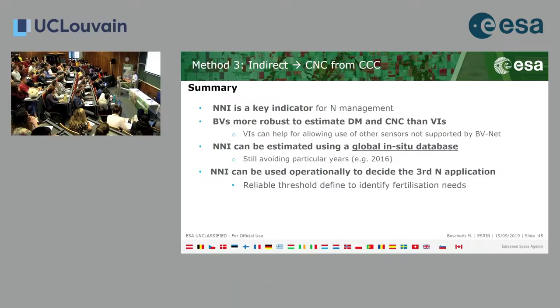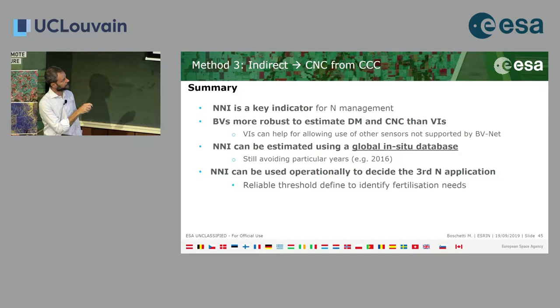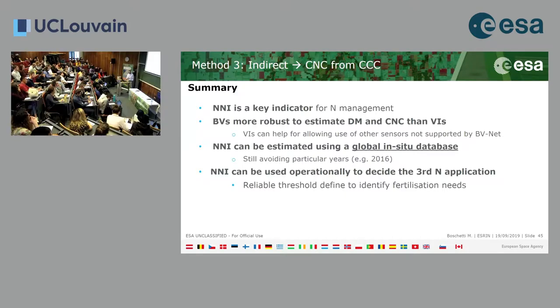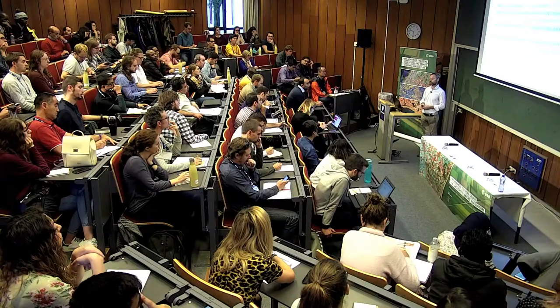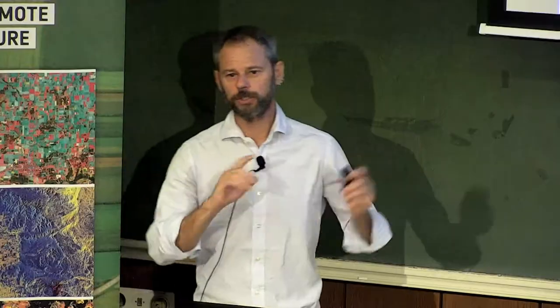The NNA can be estimated using this global data set, so it becomes more stable across years. So the relation with NNA is stable. And in conclusion, from the colleagues here of UCLA, the NNA they developed is fundamental to decide and support the third fertilization for the farmer. So it's really a decision support tool. Any question? Then I show you.